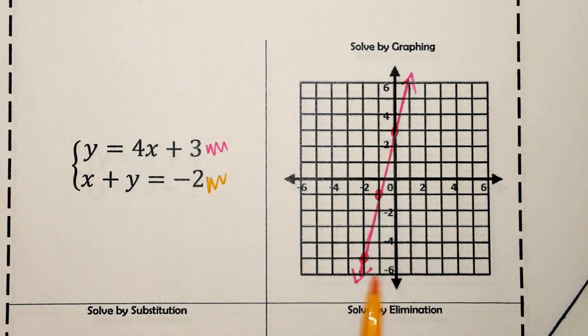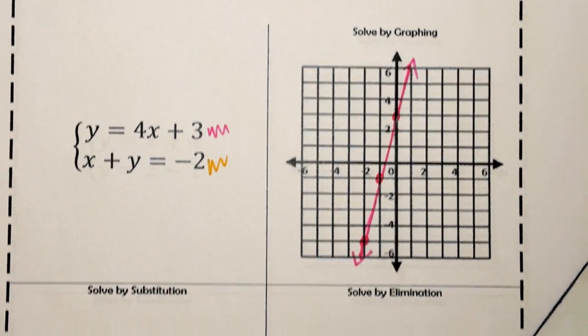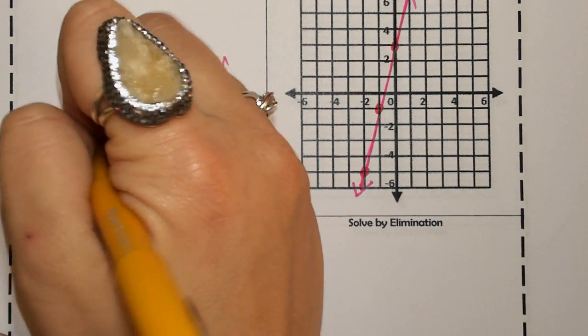Now remember, when we are graphing, they have to be in slope-intercept form, correct? Yes. Is this guy in slope-intercept form? No. So what do I have to do? You would take X.